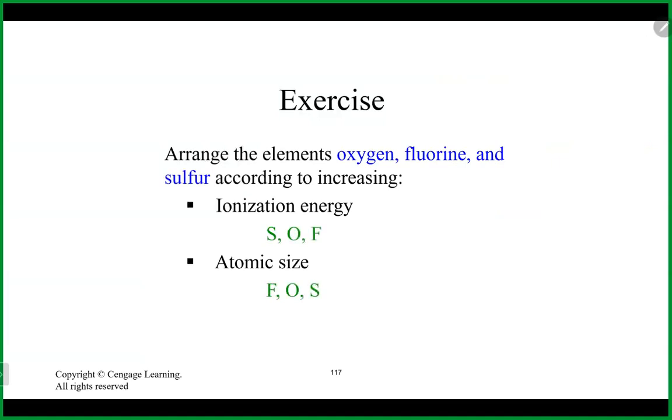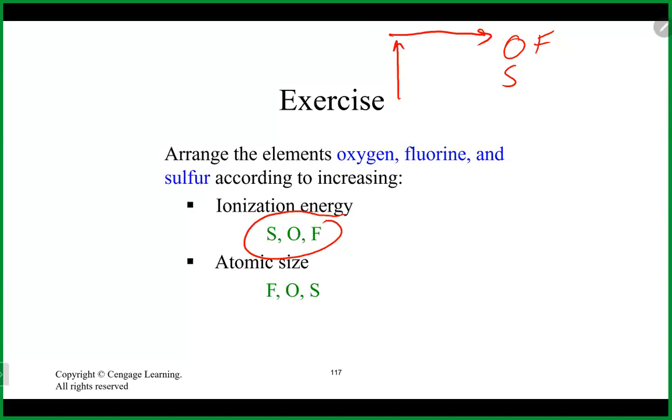All right, so we want to arrange these elements in increasing ionization energy. So that's sulfur, oxygen, and fluorine. If we look at the periodic table here, oxygen, sulfur, and fluorine. Ionization energy increases as we go this way and up. And that means that the order is exactly what we see here. It should be sulfur, oxygen, and then fluorine.